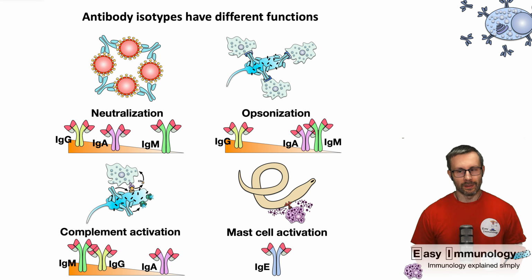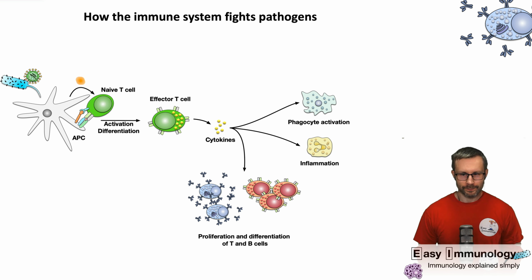Okay, and also neutralization does not make so much sense for IgM, because there are not many cells around, and also opsonization doesn't make so much sense, because at the early stages of infection there are just not so many cells around. This is then reserved for the IgG antibodies.